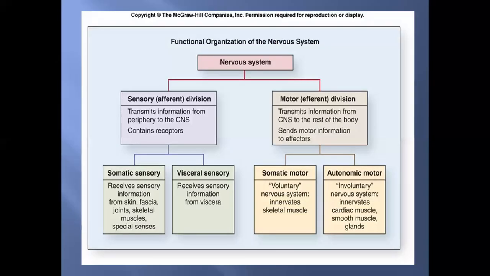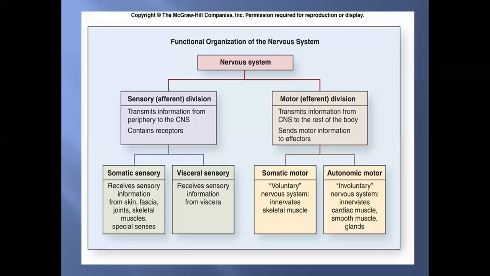Functionally, the nervous system is divided into the sensory division and the motor division. The sensory division transmits information from the periphery to the CNS, while the motor division transmits information from the CNS to the rest of the body. The sensory division is again divided into somatic sensory and visceral sensory.